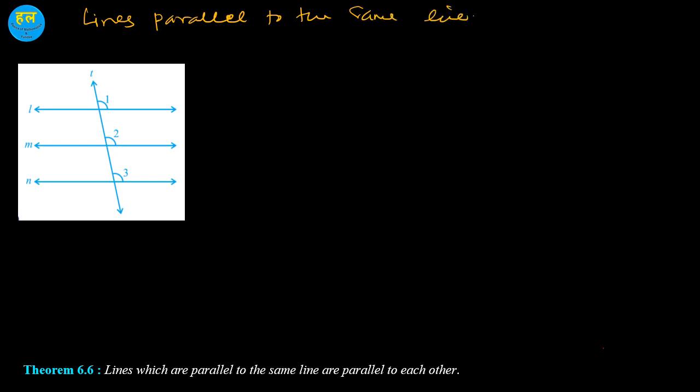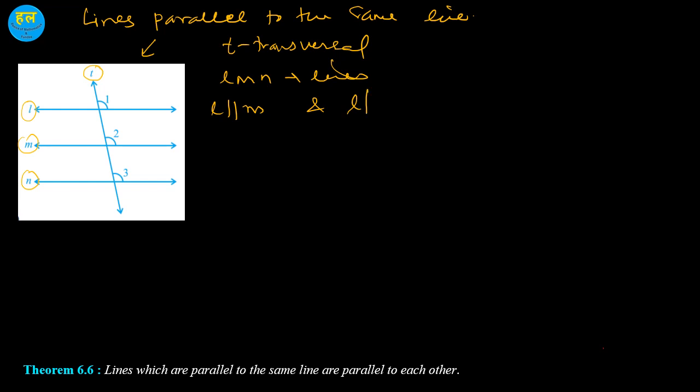Okay, here you can see that in the diagram given below we have three lines, line L, M and N, which is intersected by a transversal T. So T is our transversal. L, M, N are lines, and L is parallel to M and L is parallel to N. This is also given. So we can say that from the name itself, lines which are parallel to the same line.